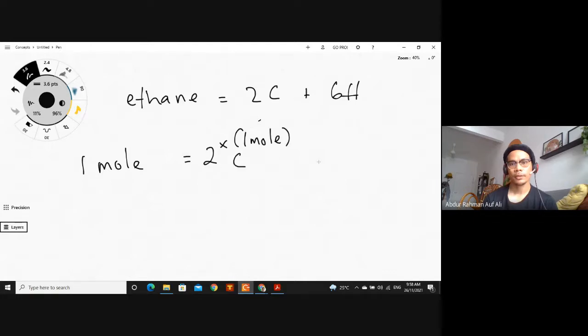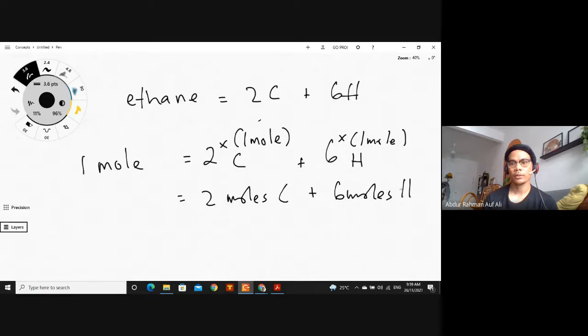2 carbon. Dan juga 6 ni darab dengan 1. Apa benda saya tulis ni? 6 ni darab dengan 1 mole of hydrogen. So kita akan dapat 2 moles of carbon dan juga 6 moles of hydrogen.